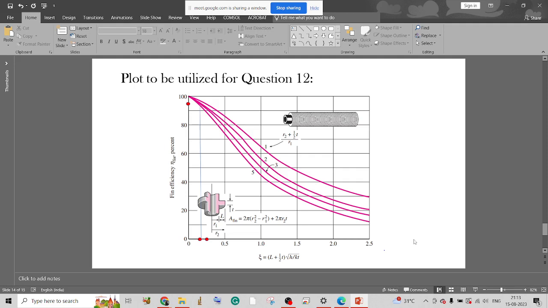This, just one second. Just one second. That is closed actually. Still.